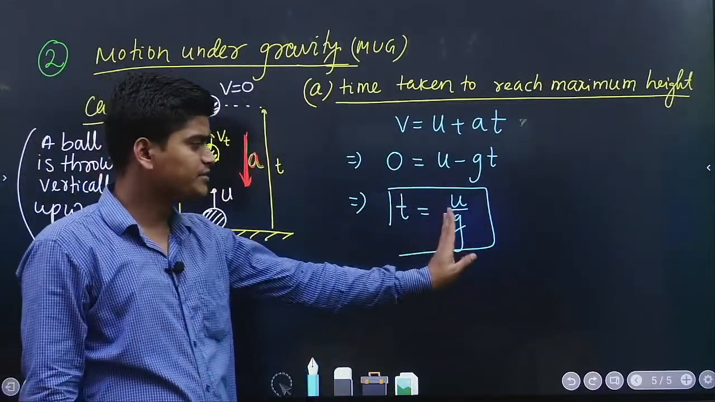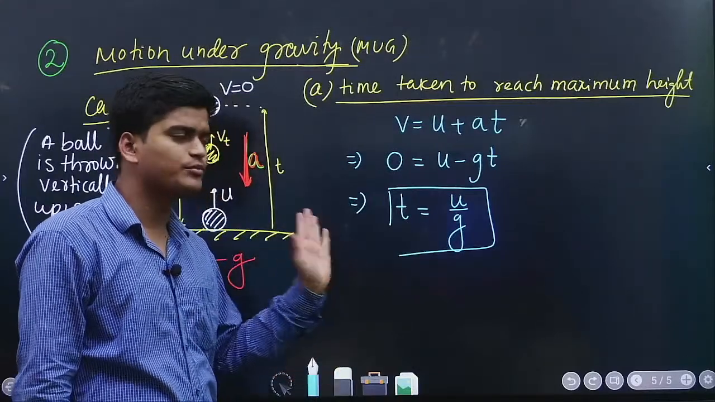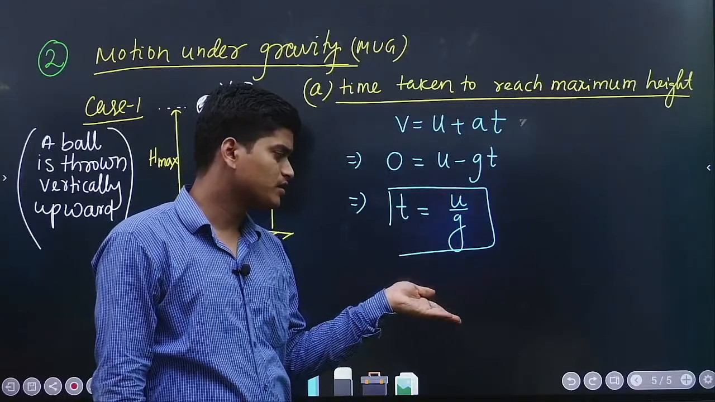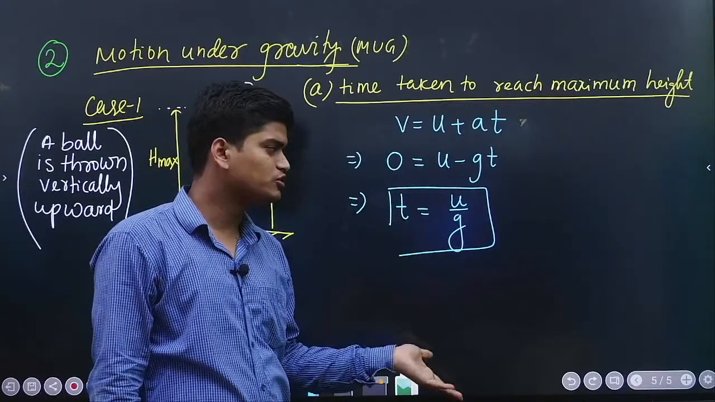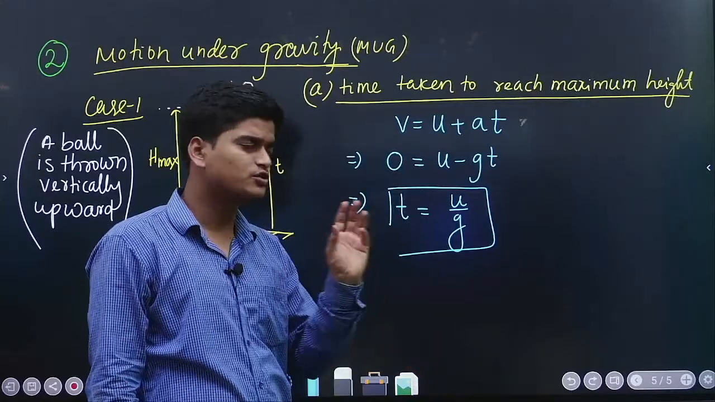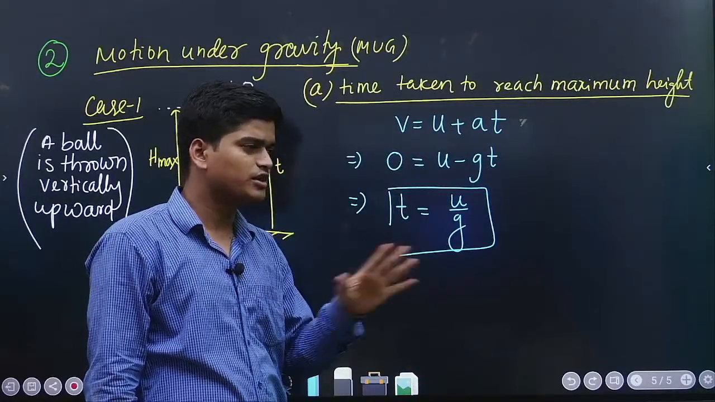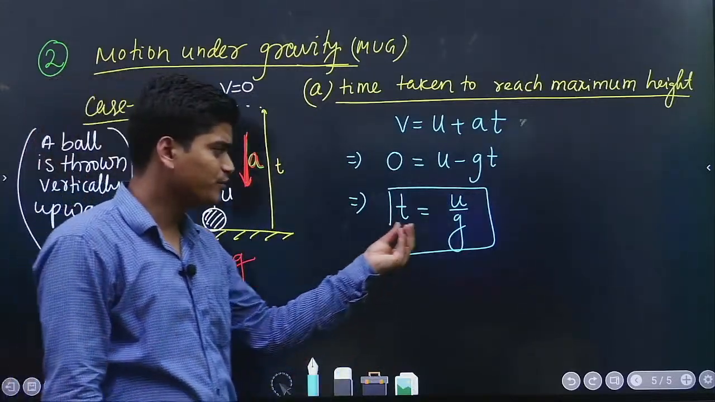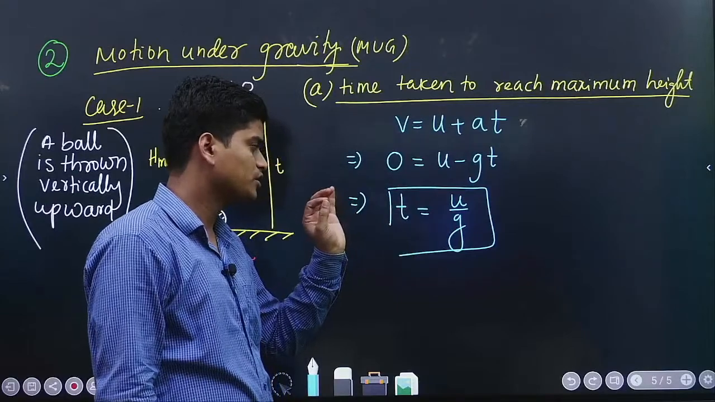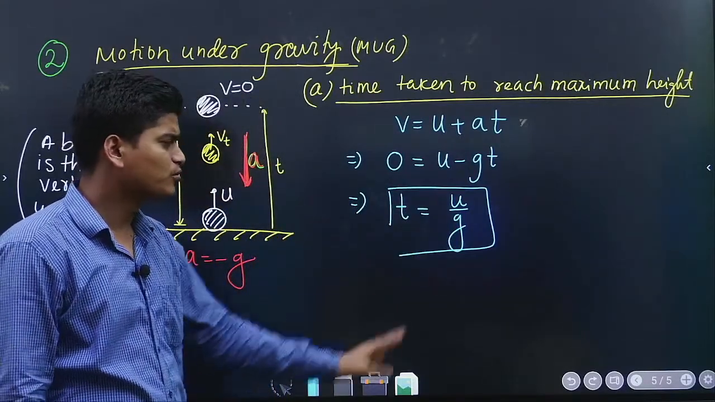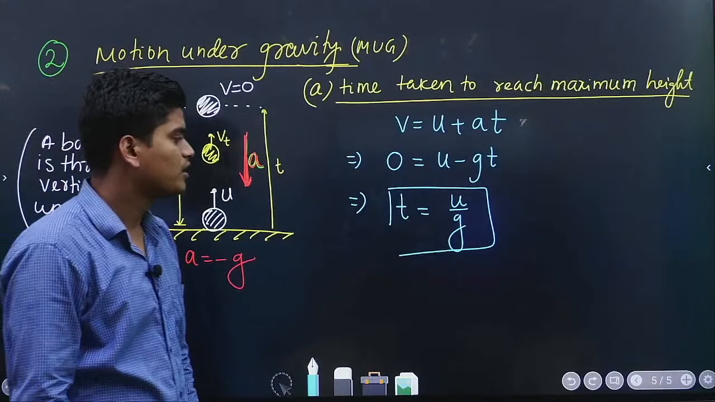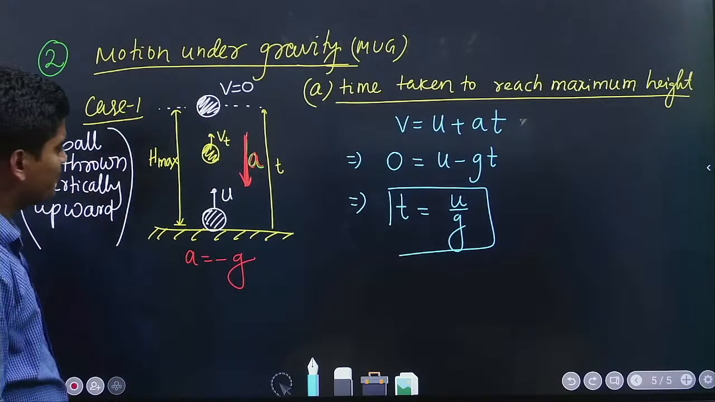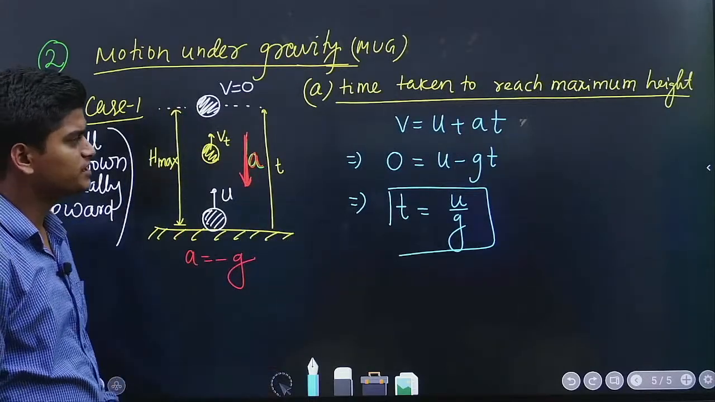This g value will be mentioned in questions, either 9.8 or 10. If nothing is mentioned, you put both values and check the answer. If it matches with both 10 and 9.8 and options are there, then always choose the 9.8 answer. If the 9.8 answer is not there, then put 10 and check. Remember 9.8 will give the accurate answer, while 10 is approximate, but most of the time they will mention the g value, in meter per second square, as 10 meter per second square. So time taken to reach maximum height: t equal to u by g.